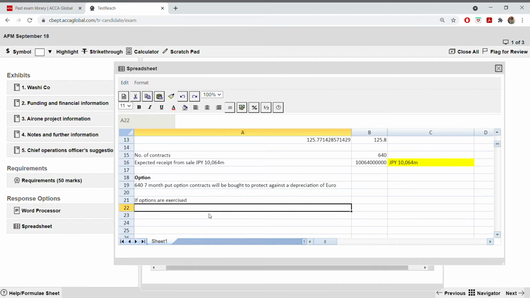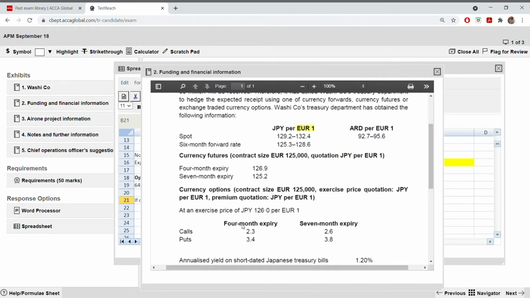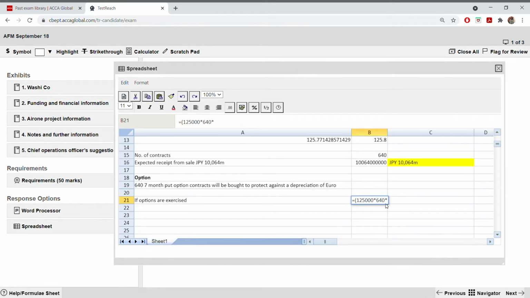So how much will it be? Equal to, what was the contract size? 125,000 is the contract size. Multiply by how many contracts? 640 number of contracts. Multiply by, since options are exercised, you have to use the exercise price. What is the exercise price? It is 126 Japanese yen. So you multiply by 126, enter.